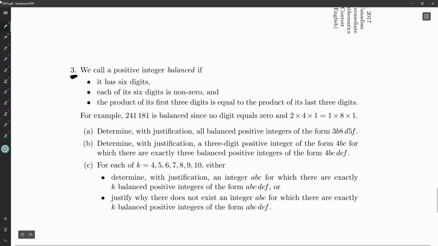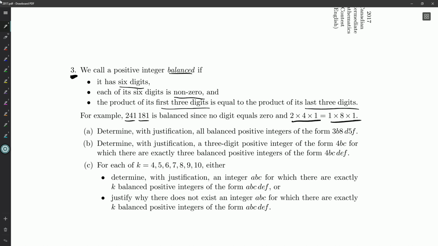We call a positive integer balanced if it has 6 digits. Each of the 6 digits is non-zero, and the product of the first 3 digits is equal to the product of the last 3 digits. For example, 241,181 is balanced since none of the digits are 0, and 2 times 4 times 1 is 1 times 8 times 1, which is just 8. Okay. So, brand new concept.